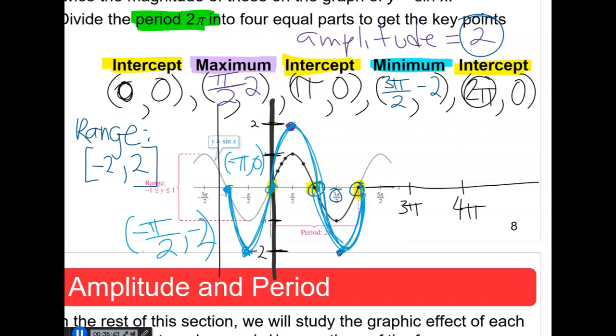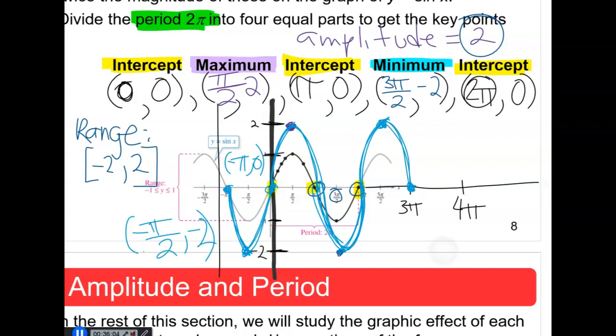So now I'm going to go to the right of the first period that I graphed. And so what comes after a minimum and an x-intercept will be a maximum. So it will be right here. And then we will have another x-intercept at 3 pi.